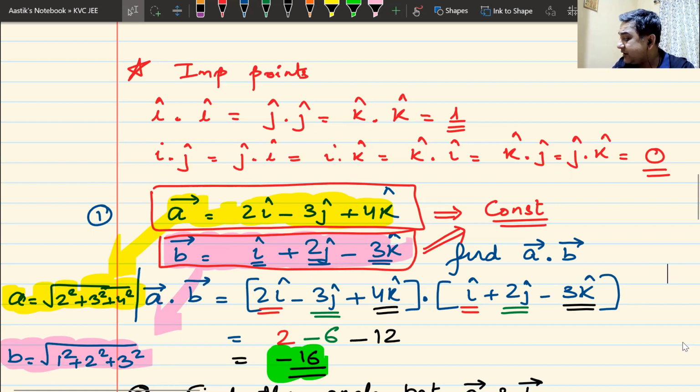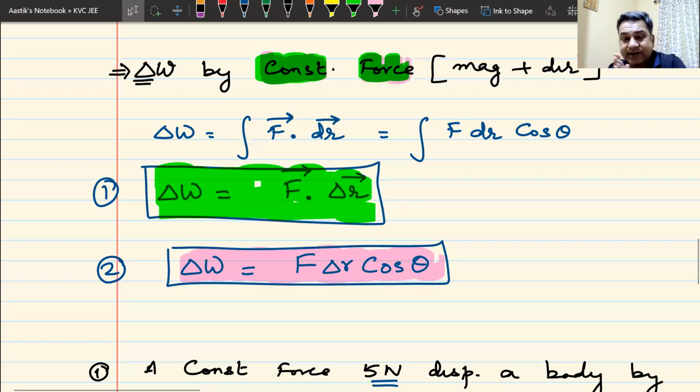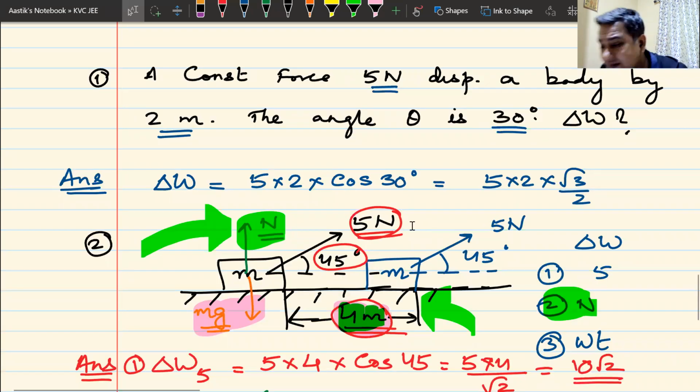Then what did we see? We saw work done by a constant force. We can simply write it as F dot delta R. You can take the integral out, or you can write it as F into dr into cos theta. Then we saw the example of how do we find the work done by a constant force in some simple cases, and we have seen that work done by normal reaction by ground will be zero.